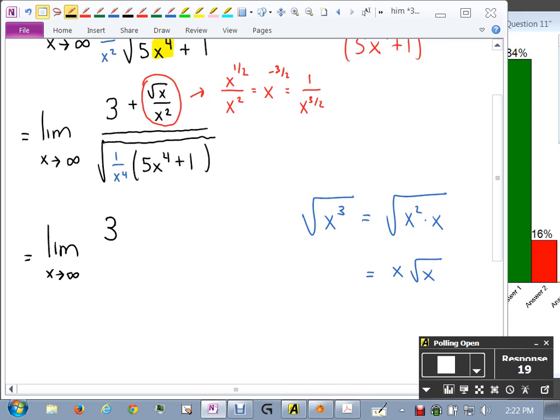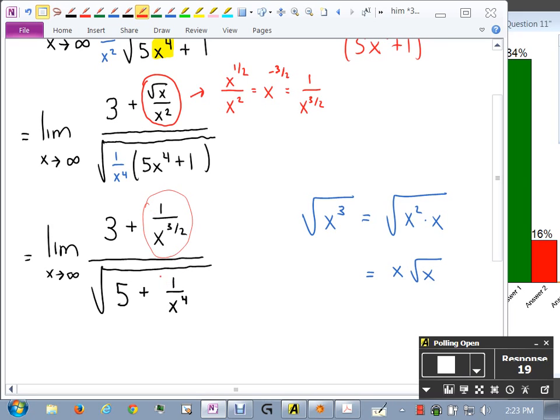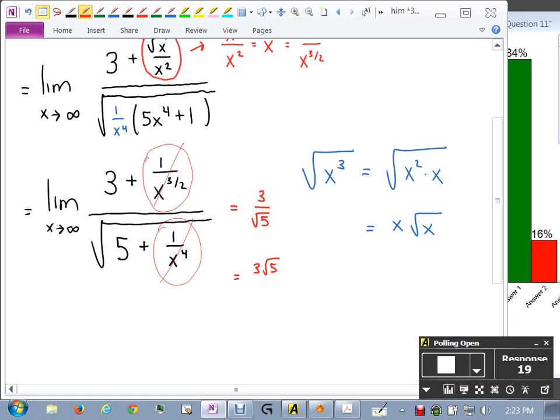Okay, top left corner is 3, top right corner is 1 over x to the 3 halves. The bottom is a square root, don't forget that's still there. When you multiply this through, 5 plus 1 over x to the 4th. Circling the things that are going to vanish. As I take the limit, those are going to go to 0. And so, my answer is 3 over root 5, which is also, if you rationalize it, 3 root 5 over 5.